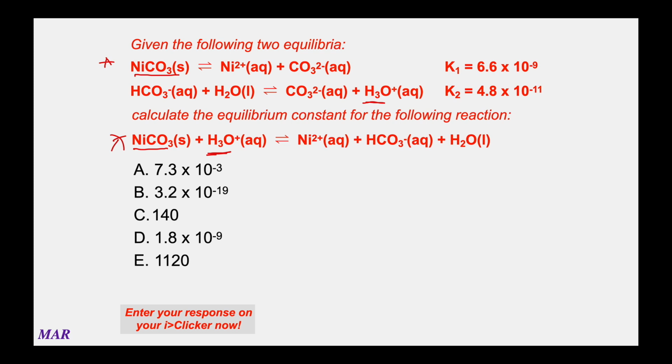Now, when you flip an equilibrium expression, you take the inverse, 1 over the old K value. So when we flip that around, we're going to go 1 over 4.8 times 10 to the minus 11th, whatever that is. That's going to give us the new equilibrium constant. When we combine those equations, we multiply the K's together. We'll use 6.6 times 10 to the minus 9 as is, but we'll use 1 over 4.8 times 10 to the minus 11th for the second reaction.